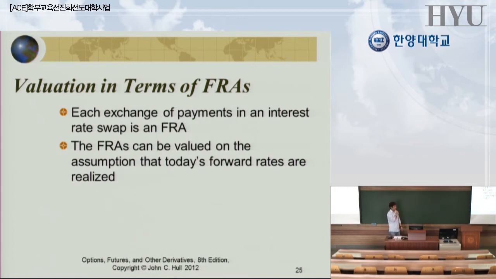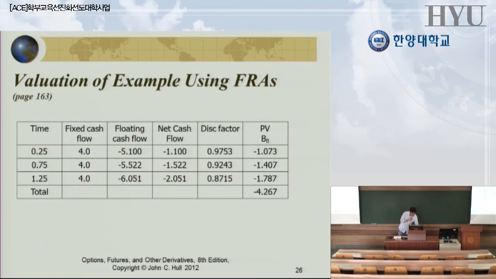The other way of valuing interest rate swaps is through FRAs, forward rate agreements, and this can be valued on the assumption that today's forward rates are realized. So this will be done individually. Here again, the numbers are gotten from the fixed rate, and here from the floating cash flow. Then you calculate the net cash flows and apply the discounting factor. When you apply the discounting factor to the net cash flows, this will be the present value of the floating bond. And as you can see, it gives the same answer as the previous type of valuation that we did for the bonds.